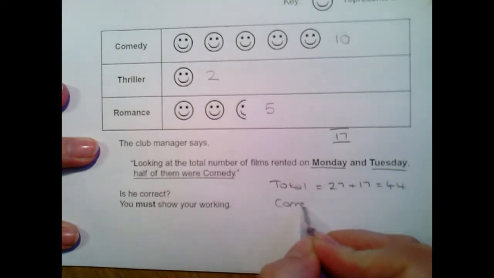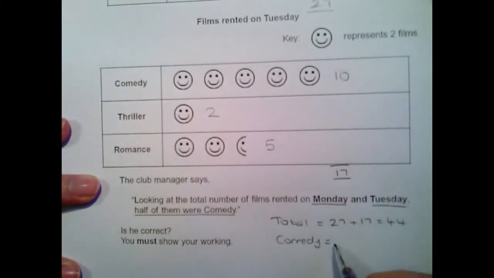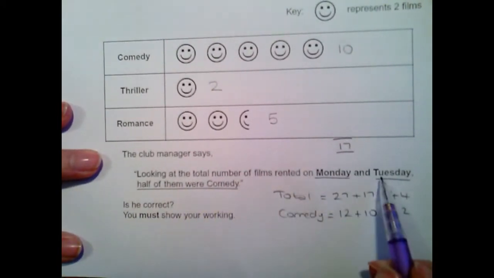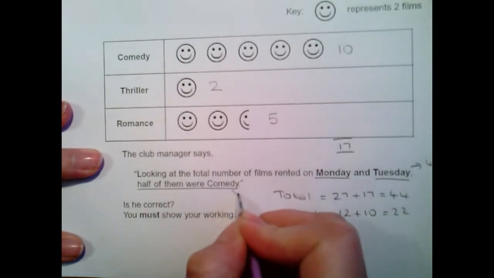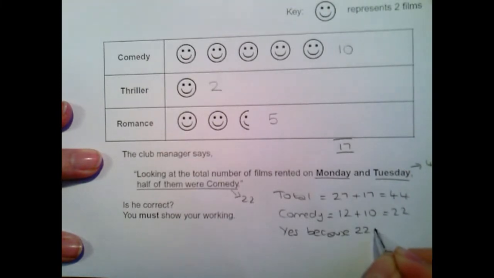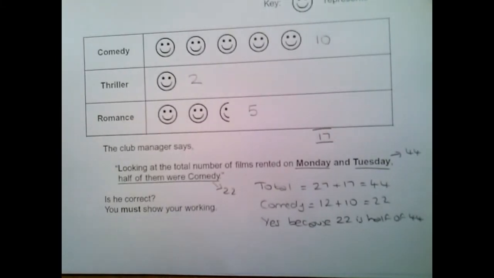And then the comedy. For Monday, the comedy was 12, and Tuesday, the comedy was 10. So the comedy would be 12 plus 10, 22. So looking at the total number of films rented on Monday and Tuesday, that's 44. Half of them were comedy, and comedy was 22. So is he correct? Yes. And you would say because 22 is half of 44, just to actually give a reason why you're saying yes.